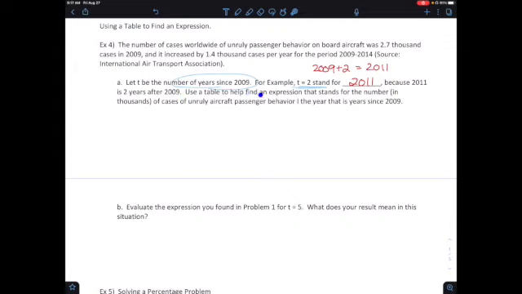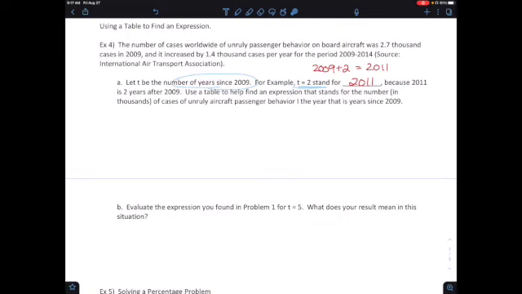Use a table to help find an expression that stands for the number in thousands of cases of unruly aircraft passengers' behavior. That's a typo. The year is counted since 2009. So we want you to do things in thousands, so please do not write down the full number, because that's too much writing.